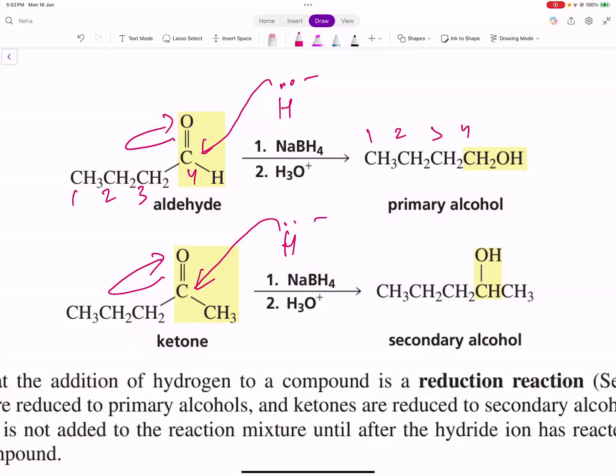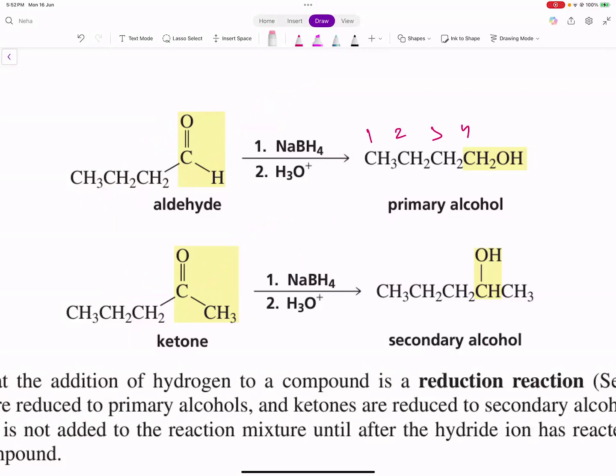So we're just adding H minus, because it is nucleophilic addition. It will remain nucleophilic addition, right?